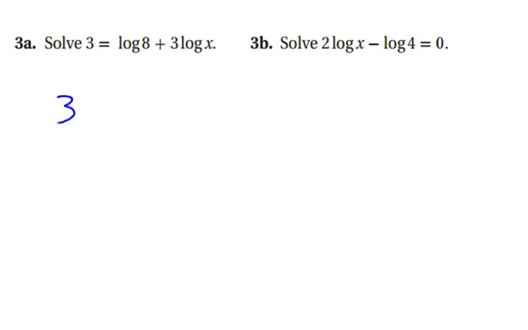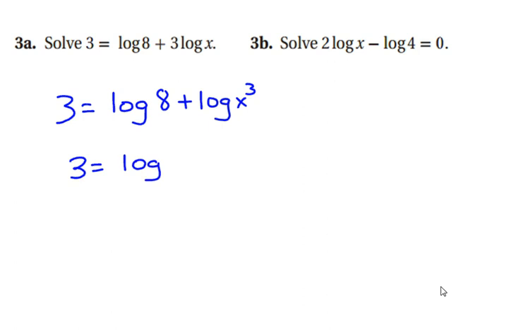So if we get the 3 equals log of 8, we want to deal with that 3 times the log of x, so that's the same as saying the log of x cubed. And here we have an addition, so that's the same as multiplication. So we get 3 is equal to the log of 8x cubed. So that's the log base 10 of 8x cubed equals 3. It's the same thing as saying 10 to the third equals 8x cubed.